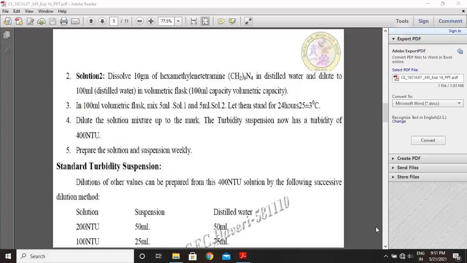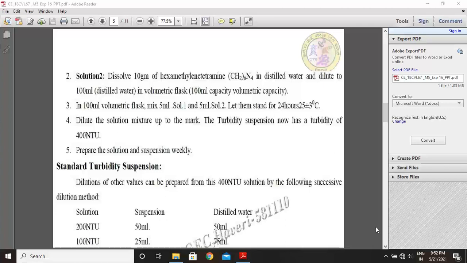Then next step, in a 100 ml volumetric flask mix 5 ml of solution 1 and 5 ml of solution 2. Let them stand for 24 hours at 25 plus or minus 3 degrees centigrade temperature. Then after 1 day, dilute the solution mixture up to the mark, that is 100 ml capacity. The turbidity suspension now has a turbidity of 400 NTU.